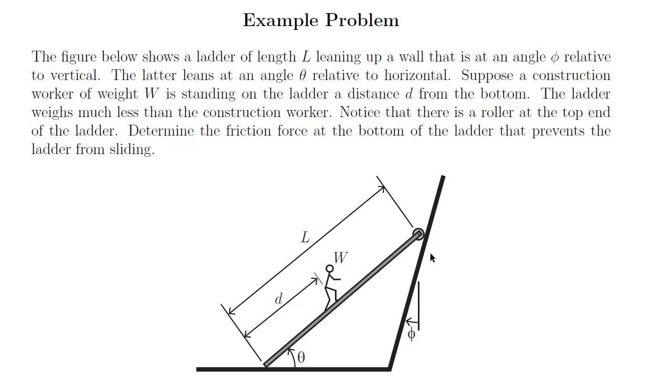The ladder has a roller on the top end that's leaning against the wall. And there's a foot on the ladder, maybe a rubber foot down here. It doesn't look too detailed in my picture, but imagine there's a rubber foot there. And what I want to do is find the friction force on that rubber foot that prevents the ladder from sliding, right? So it's not sliding yet, so nothing's moving. It is a statics problem. It's something you should be familiar with.